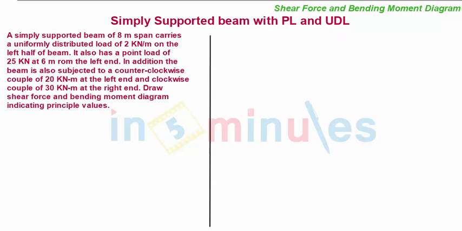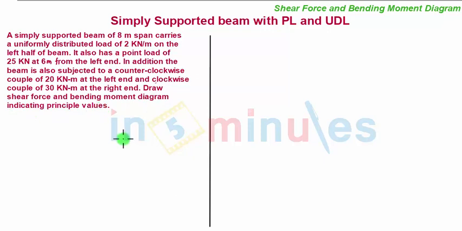Our problem statement is: a simply supported beam of 8 meter span carries a uniformly distributed load of 2 kN per meter on the left half of the beam. It also has a point load of 25 kN at 6 meter from the left end. In addition, the beam is also subjected to a counterclockwise couple of 20 kN at the left end and a clockwise couple of 30 kN at the right end. Draw the shear force and bending moment diagram indicating the principal values.